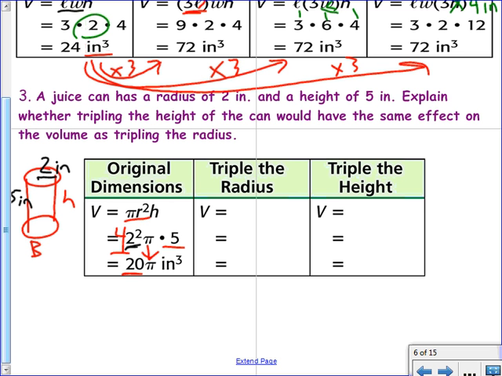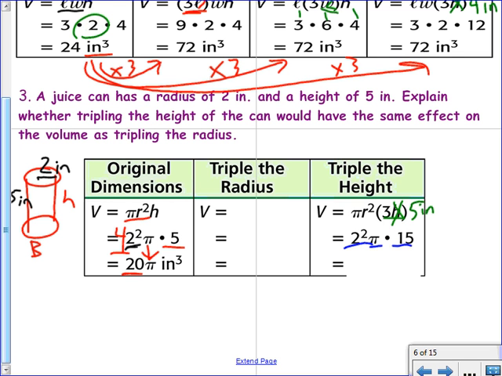Now, what happens if we triple the height? I'm going to skip tripling the radius for a second. What happens if we triple the height? Well, the formula stays the same. The volume is pi r squared times h, except that my height is now 3 times my original height. Remember, my original height was 5 inches. So now I'm going to do pi r squared times 3 times my height, which is, my radius is still 2. So I get 2 squared for my radius. Pi stays pi, but now my height is 15.